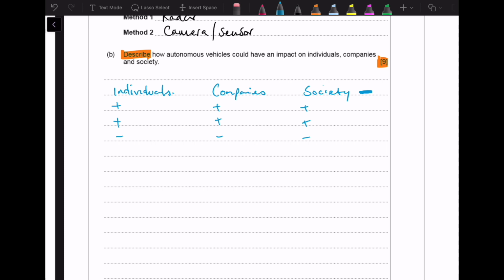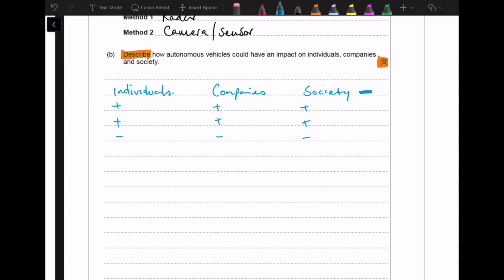But obviously then there's going to be less repairs done to cars, which might be a bad thing as well. Think of haulage companies or companies that deliver. If we've got autonomous vehicles delivering, they're not going to need to pay as many people. So that then would be a benefit to companies because they make more money.